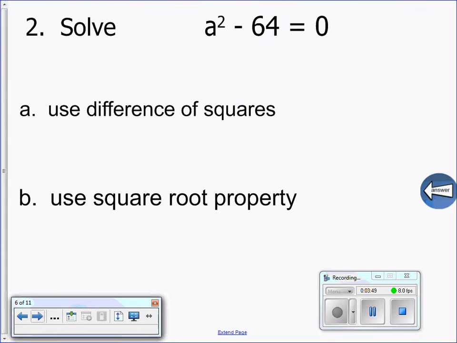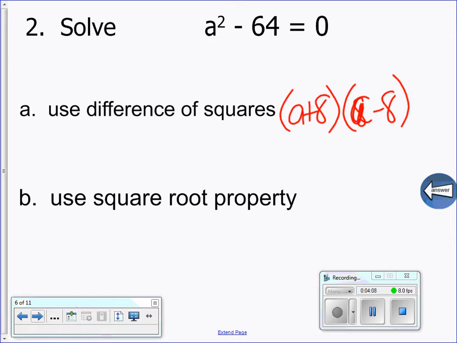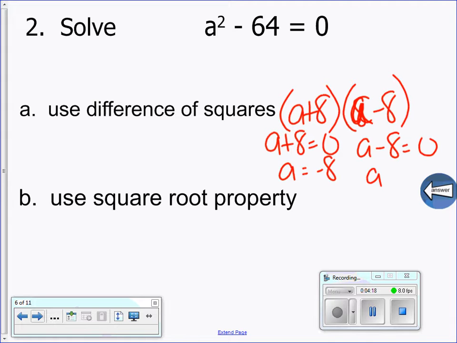All right, solve. And we're going to use the difference of squares and the square root property. So we notice that a squared minus 64 is the difference of squares. So that means this must be a plus 8 and a minus 8. Set them both to 0. So a plus 8 equals 0. So a is negative 8. And a minus 8 equals 0. So a equals 8. So my answer is plus or minus 8.